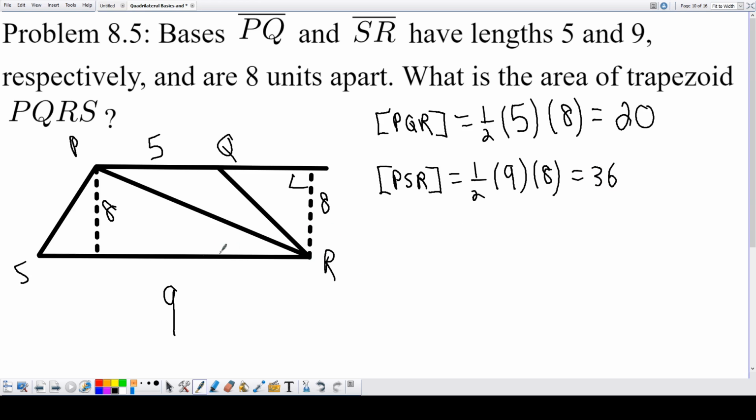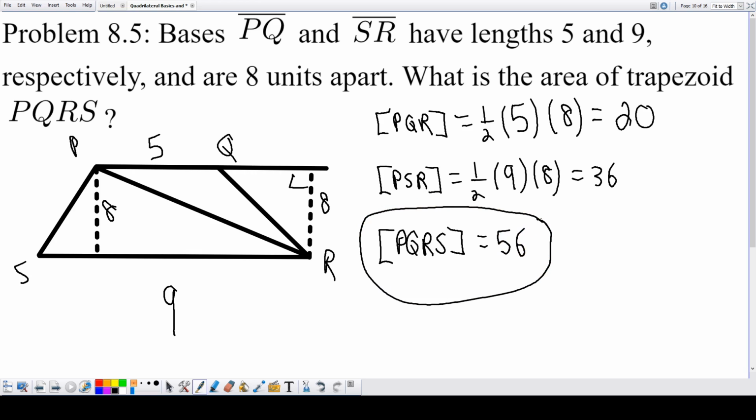That means now we can add up the areas of the two triangles to get the area of the trapezoid, PQRS, which is just 20 plus 36, which is 56. And this is a common link with all our problems. Split the problems up with trapezoids into triangle problems. And since we know how to work with triangles, it's relatively easy to work with trapezoids now.